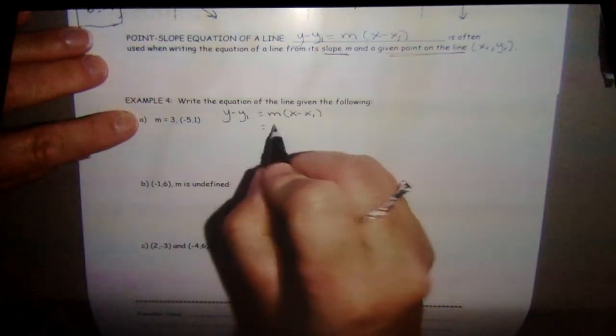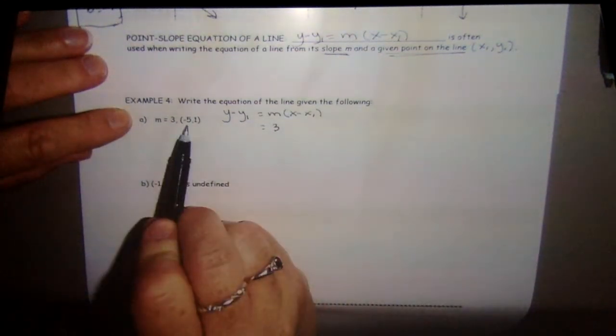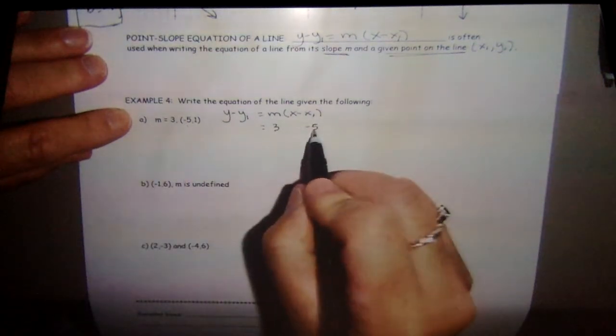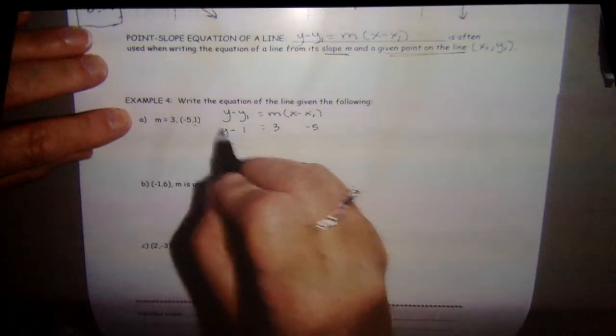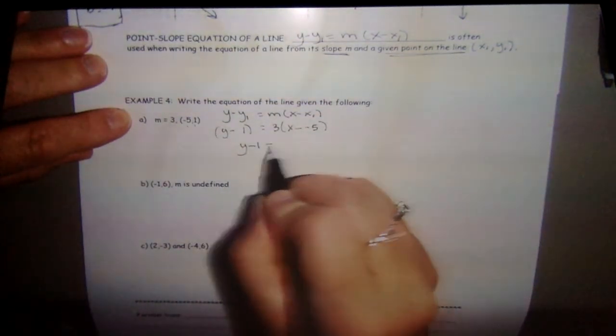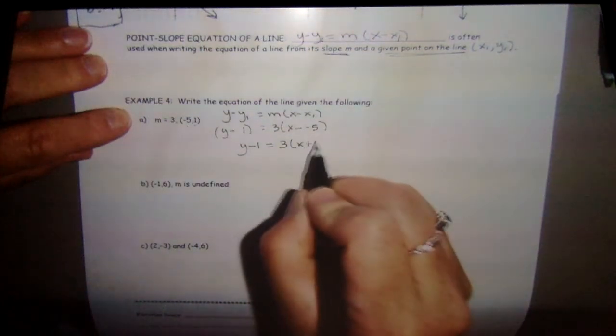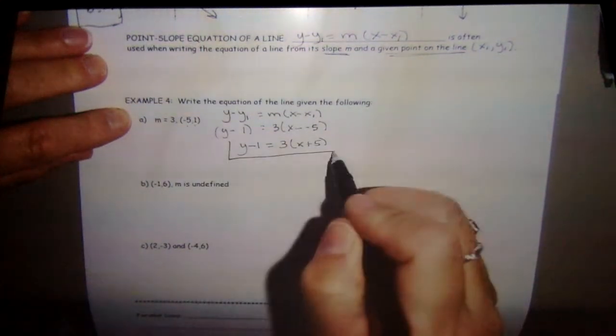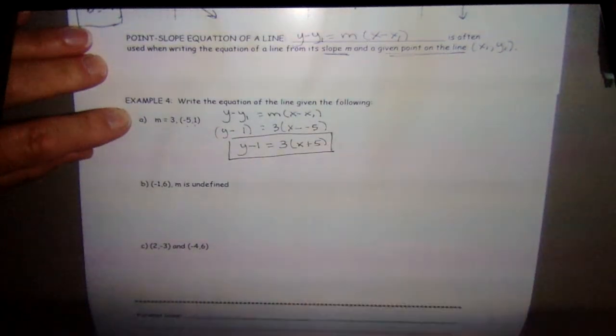If you want to graph a line, y equals mx plus b, I guess this one is just as useful. You can pick out the point, pick out the slope. So m is 3. So where I see m, I put 3. Where I see x1, I put a -5. Where I see y1, I put a 1. And then bring everything else down. We're going to have y minus 1 equals 3 times x plus 5. There's the point slope.